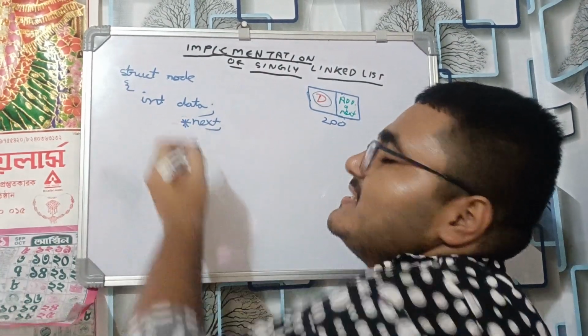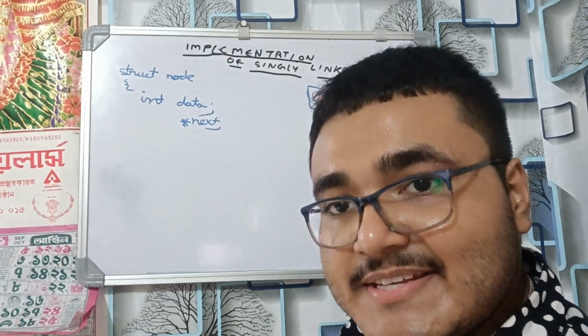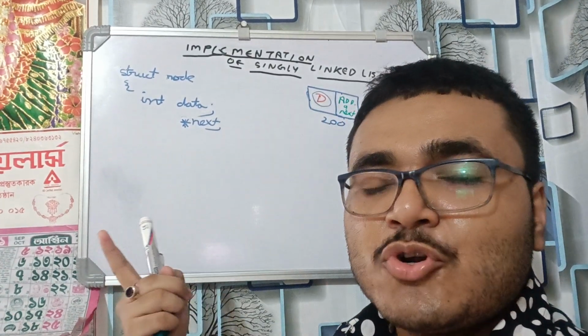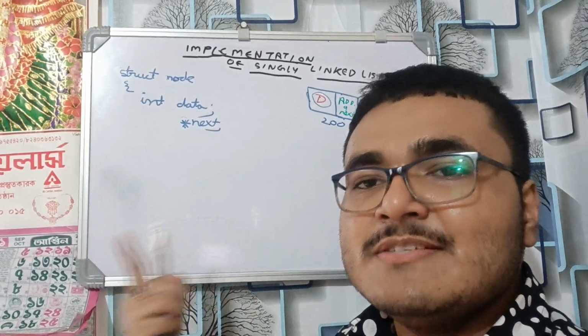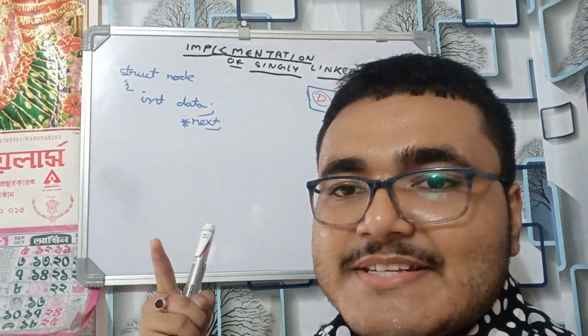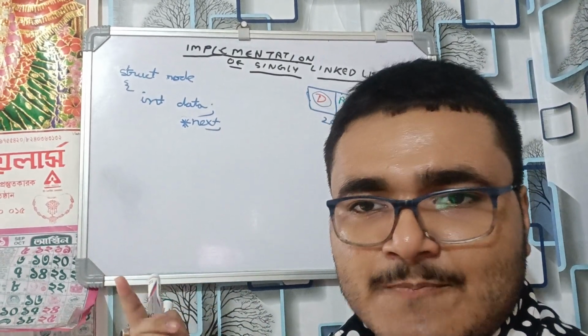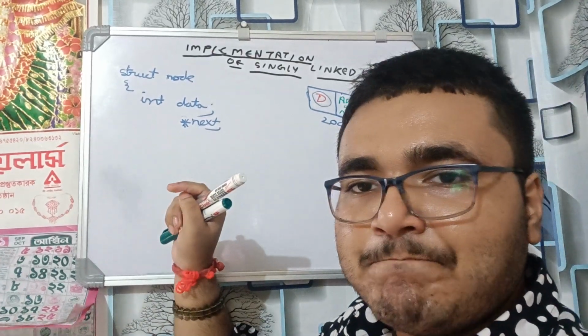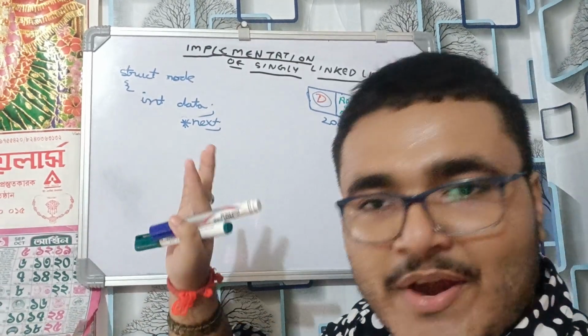Because it is going to store the address of the next node. Who can store an address? In C, what can store the address? Pointers, obviously. That is why this pointer symbol, the asterisk, makes the variable a pointer, right.